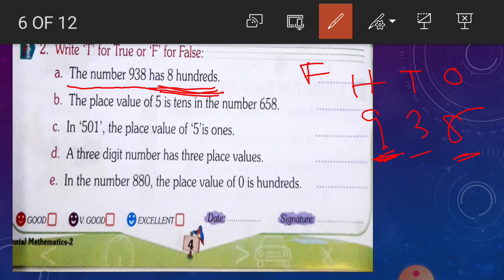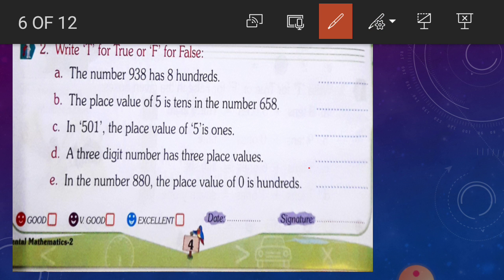Next, the place value of 5 is tens in the number 658. So write the number first in the place value chart. 658. So where is 5, children? 5 is at tens place. So this one is true. Place value of 5 is 5 tens, 50.